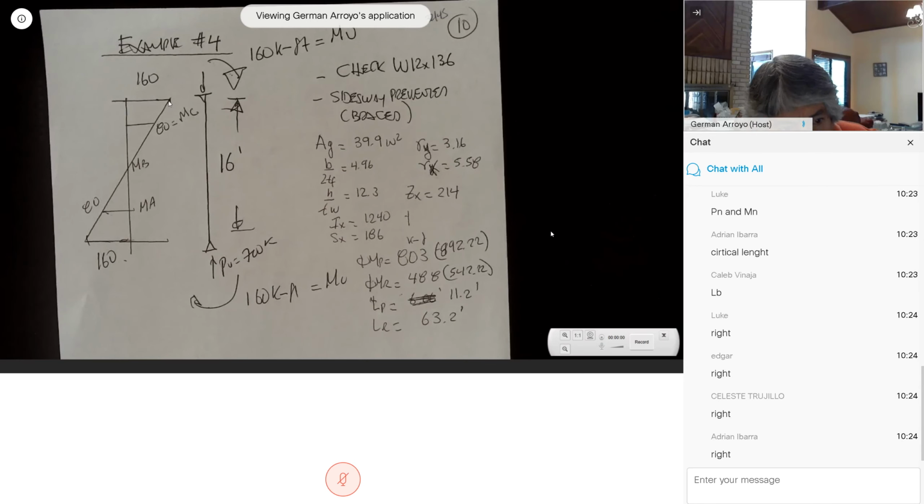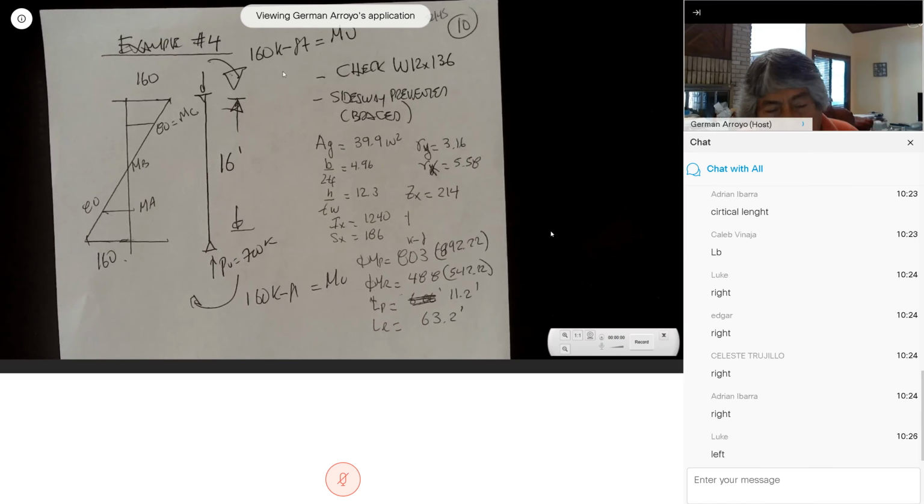What about here at the bottom? Where should the compression be? On the left or on the right? On the left. I know that some of you still have a problem with the location of the moment, because I have seen it in the past. I asked the question, everybody gave me the right answer, but during the exam they reverse. So obviously we need to practice the location of this moment.